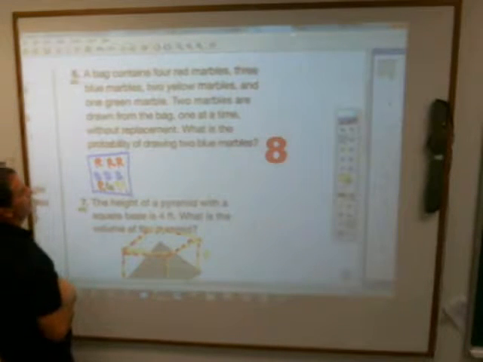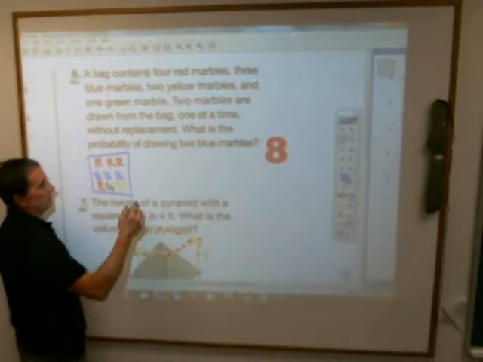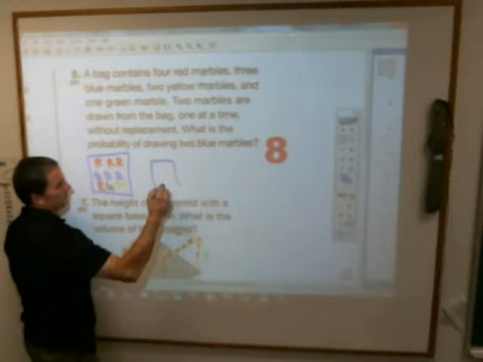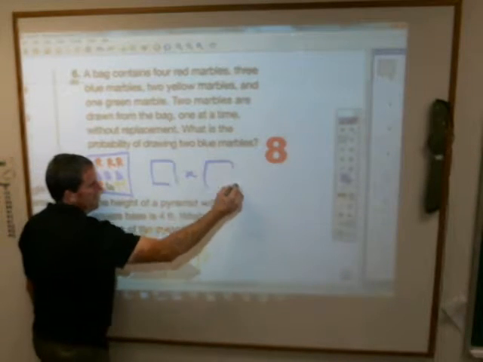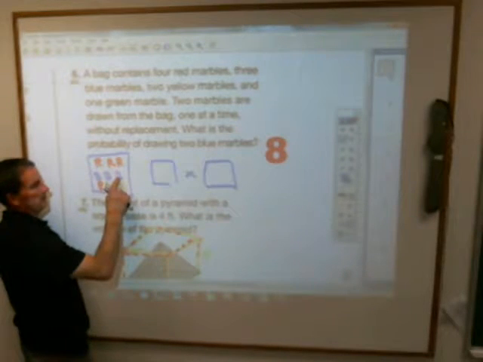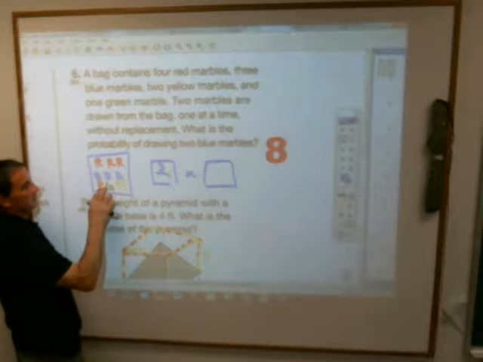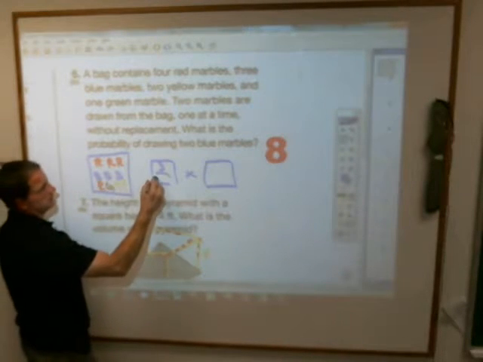2 marbles are drawn from the bag, 1 at a time, without replacing. What's the probability of drawing 2 blue marbles? Well, it's going to be whatever the first one is times whatever the second one is, and you're not putting them back in the bag. So what's the probability of drawing 1 blue marble? Well, there's 3 blue marbles out of how many total? 2, 4, 6, 8, 10.